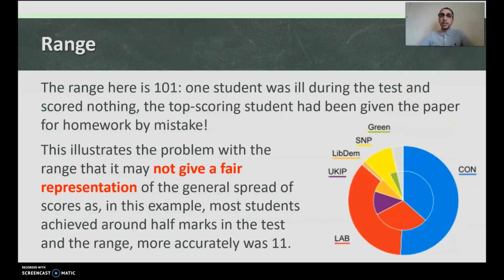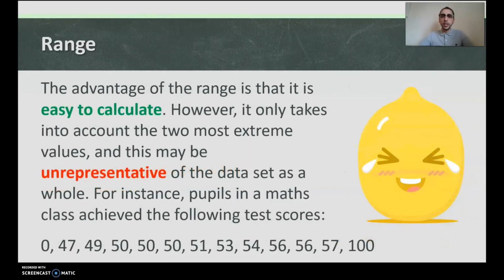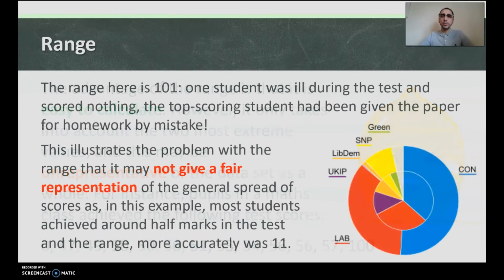Here, the range is 100, because you do 100 minus the smallest, which is 0, plus 1, 101. Okay, that's not very representative. The range here is 101. One student was ill during the test and scored nothing. The top scoring students had been given the paper for homework by mistake. So we've got one person did the test as a homework and got 100%. We've got one person didn't turn up and got 0, and therefore it's not very representative.